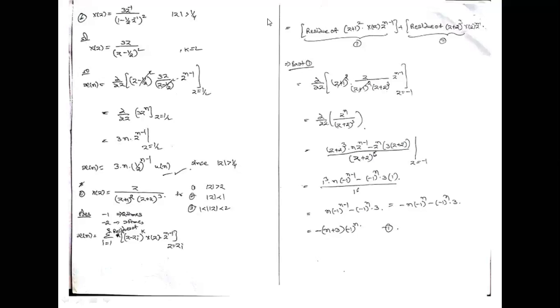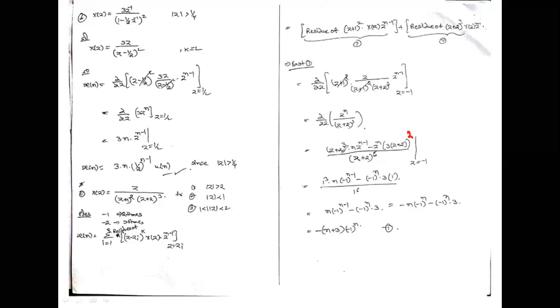Got it, my dear students? This is a square here. 3 into 3 minus 1 is a square. Here the square is there. Modify this equation. Here you have to get the square. At z is equal to minus 1, now you can substitute wherever the z is there, the minus 1.